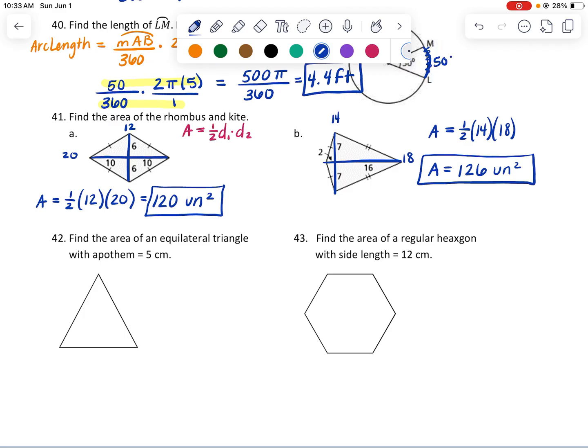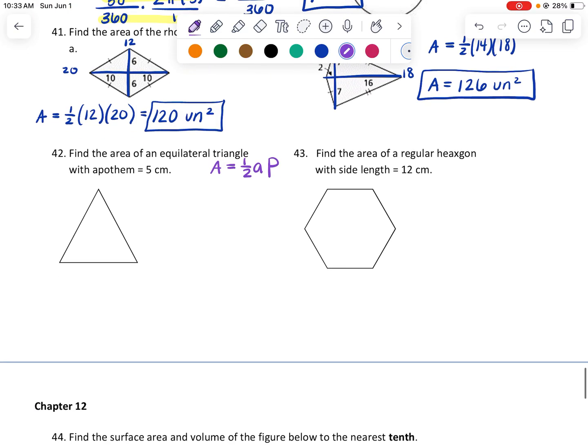All right, the last two problems are probably the hardest of chapter 11, and that's finding the area of regular polygons. And so we know that our equation is area equals 1/2 the apothem times the perimeter. And we have to be able to solve those. It normally takes a little bit of SOHCAHTOA to be able to do that. So I'm going to walk you through these, and then hopefully you have a clearer idea of what's happening.